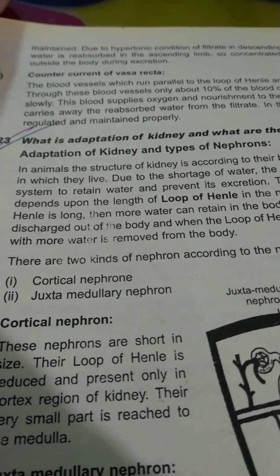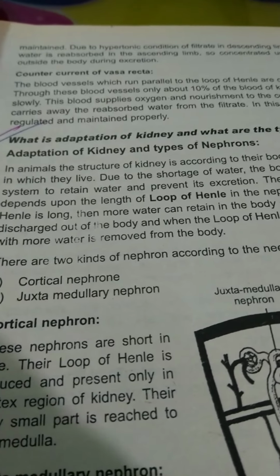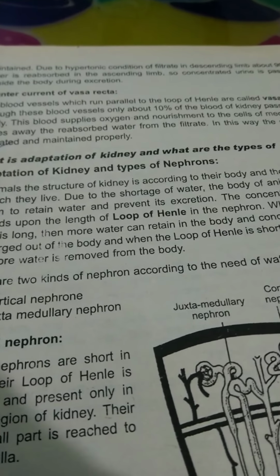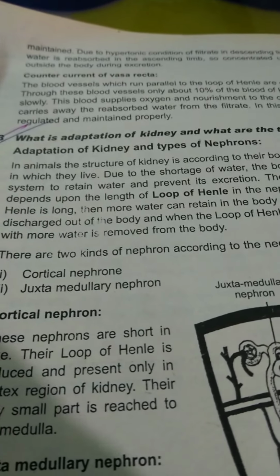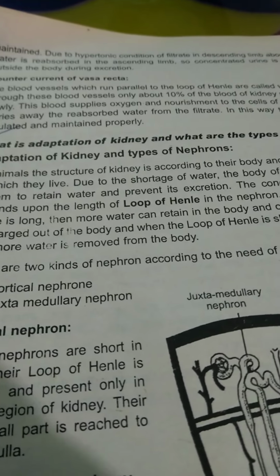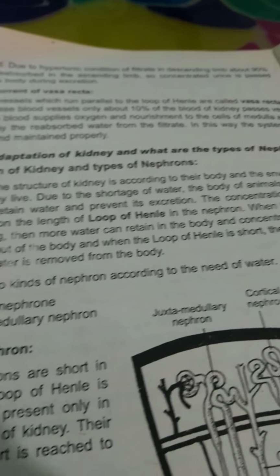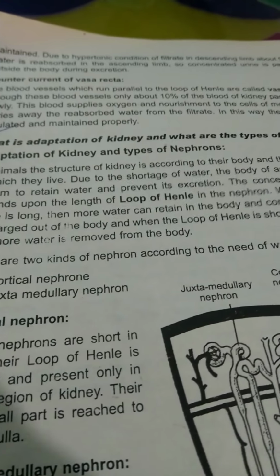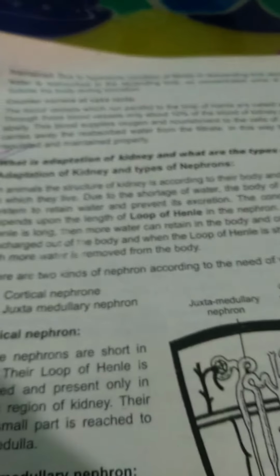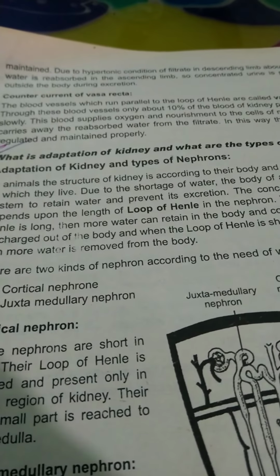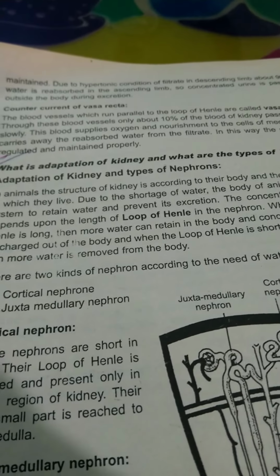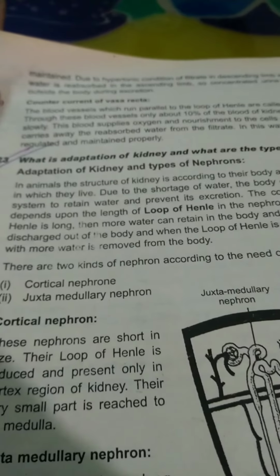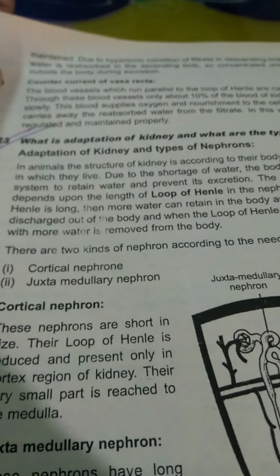Countercurrent system of vasa recta. The blood vessels which run parallel to the loop of Henle are called vasa recta. Through these blood vessels, only 10% of the blood of the kidney passes very slowly. This blood supplies oxygen and nourishment to the cells of the medulla and carries away the reabsorbed water from the filtrate. In this way, the system is regulated and maintained properly.